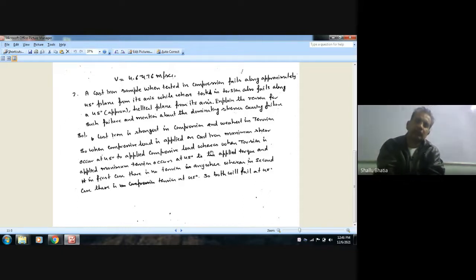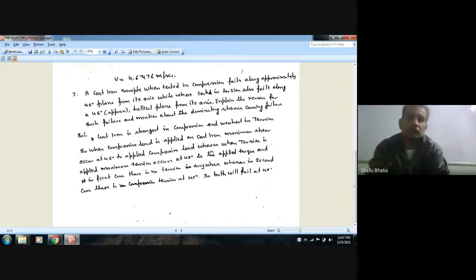Or when the torsion is applied, the metal will not fail in shear, because due to this shear, the same amount of normal stress that we have studied in the last question will be acting at 45 degrees to the plane of shear. So maximum tension will occur at that state, maximum normal stress will occur at that state, so the metal will fail there.